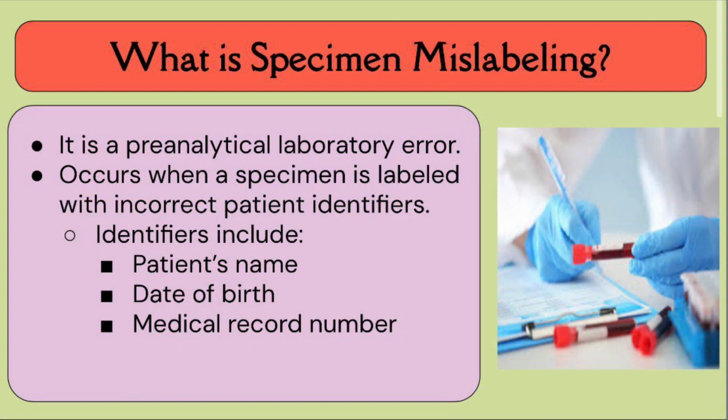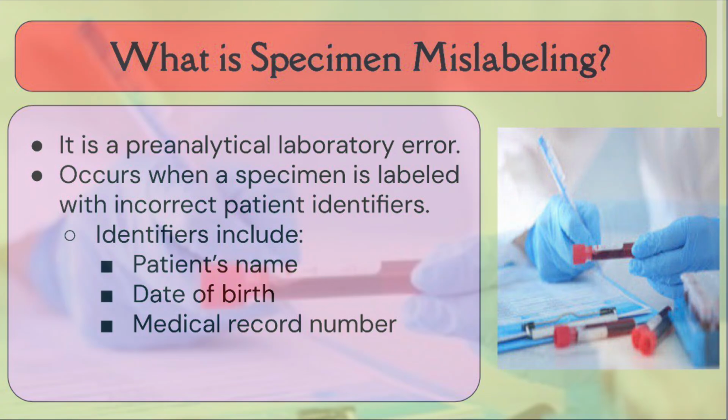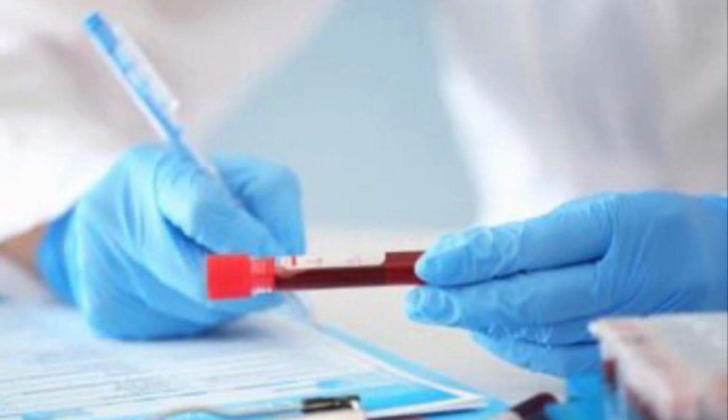Mislabeling is considered a pre-analytical error, meaning it occurs before laboratory testing occurs. Even though the testing itself may be accurate, a labeling error can cause results to be assigned to the wrong patient, which can significantly affect diagnosis, treatment decisions, and patient safety. Specimen mislabeling is when a specimen is labeled with incorrect patient identifiers. These crucial identifiers include the patient's name, date of birth, and medical record number.